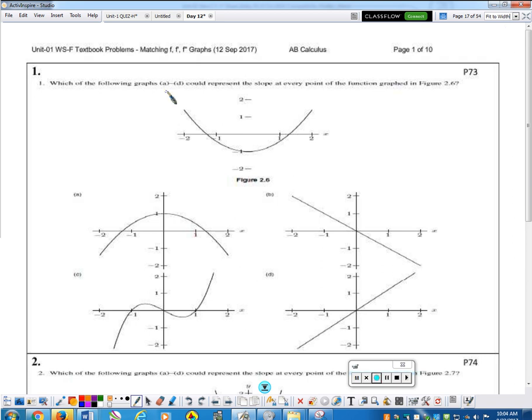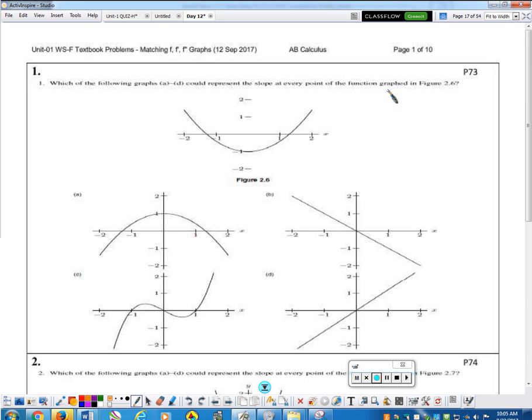Which of the following graphs, A through D, could represent the slope at every point? Okay, listen, folks. Slope at every point of the function graphed here. What they're telling you is, here's some function. This could be f, f prime, or f double prime. They don't say, it's just a function. But the slope at every point of this function is graphed below. So now you know for certain this is some function and this is that function's derivative.